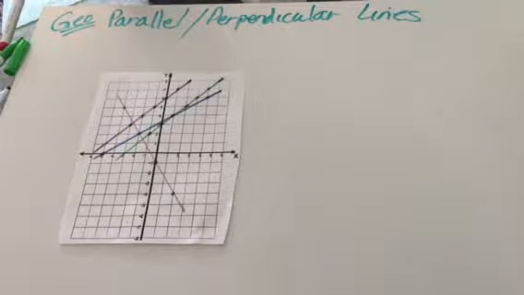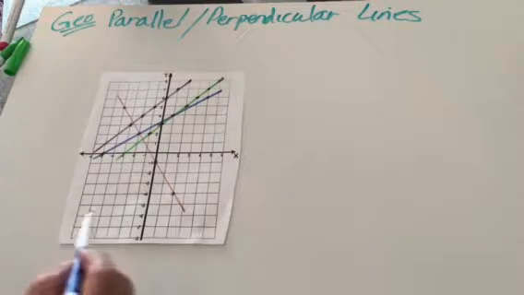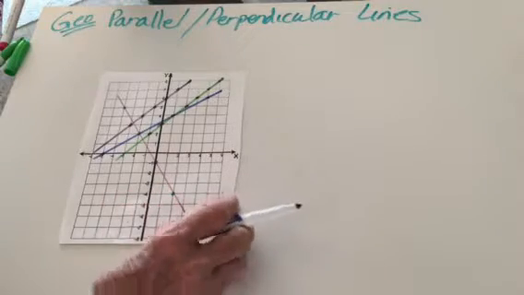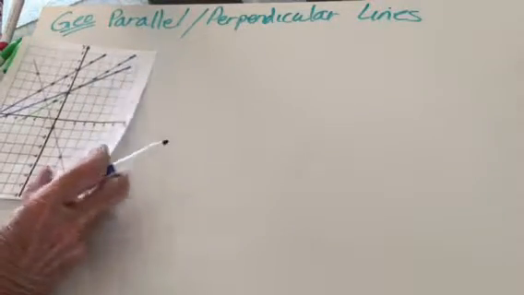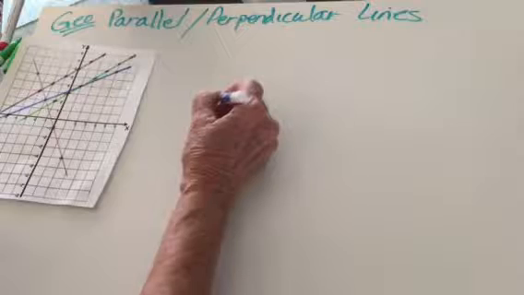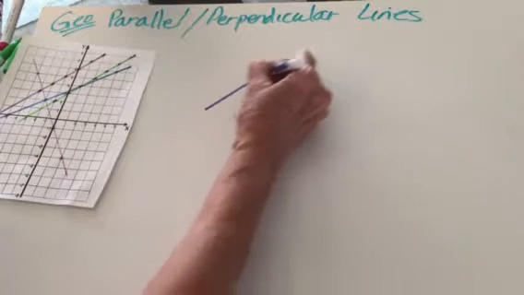In this video, we're going to talk about determining which lines are parallel, which lines are perpendicular, or maybe none of the above. To find out if two lines are parallel, we have to look at something like this.